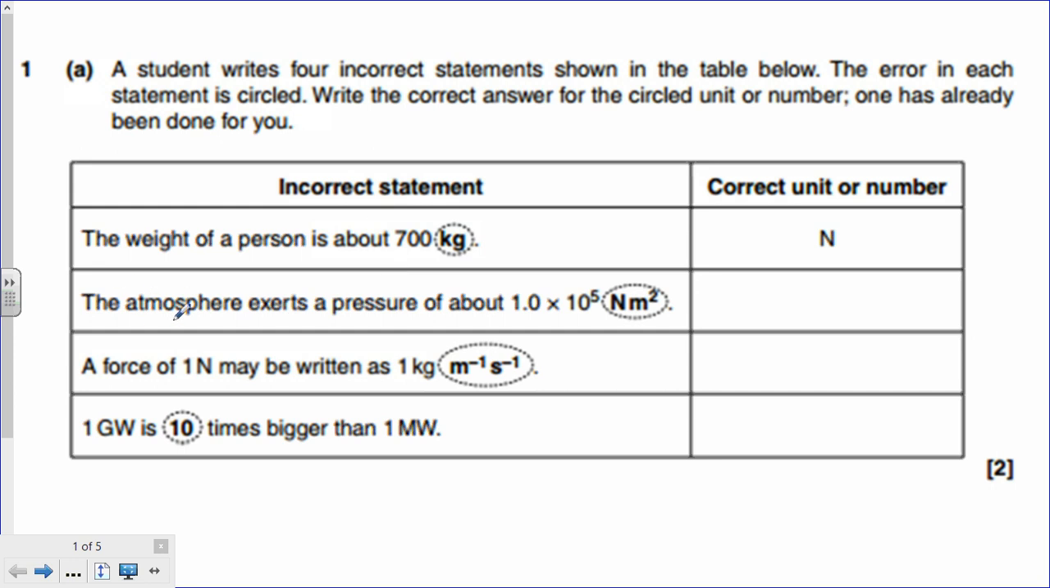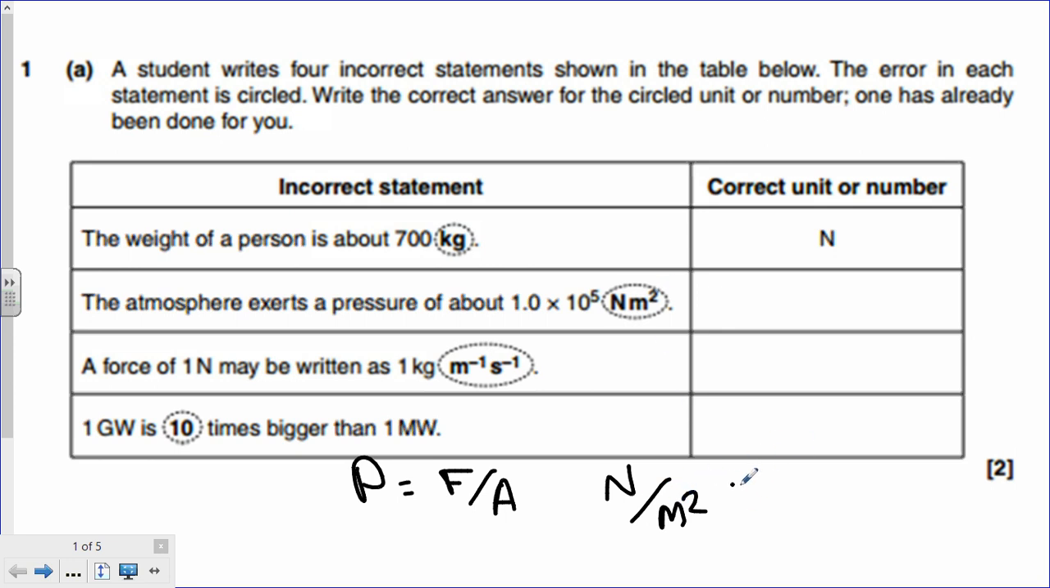Okay, so let's go on to the next one. The atmosphere exerts a pressure of 1 times 10 to the 5 Newton meters squared. So they're implying that's newtons times square meters. That's not what pressure is. Pressure is force over area, and if you were to write the units for that, force is newtons, area is square meters, so newtons per square meter are the SI units for pressure. So you can see that's newtons per square meter, not newtons times square meters.